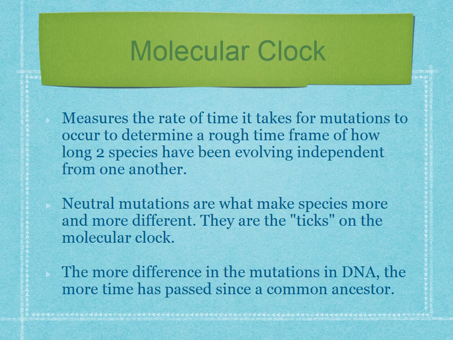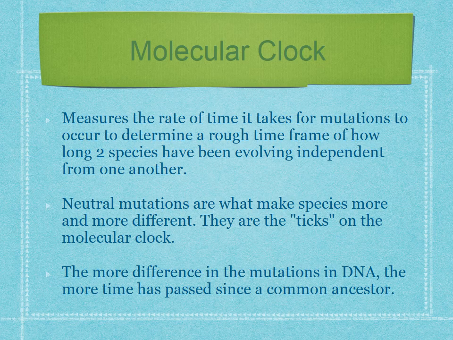Okay, so the molecular clock, essentially what this is, it measures the rate of time it takes for mutations to occur, and this is going to give a time frame of how long two species have been evolving independent from one another. So think of a literal clock, okay? All of our clocks at one point started out at 12 o'clock, okay? And different mutations caused all of our clocks to tick differently.